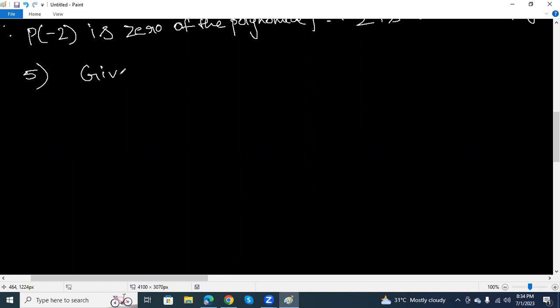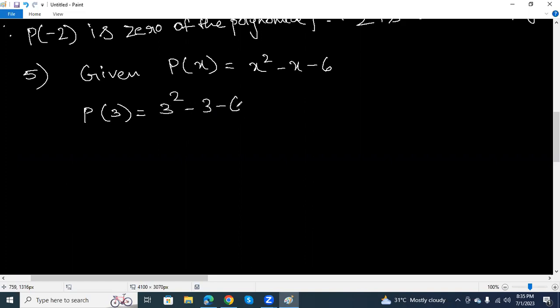Given P of x is equal to x square minus x minus 6. So 3 and minus 2 are the zeros of the polynomial, they said. Let's put 3 first. P of 3. 3 square minus 3 minus 6. 3 square is 9. 9 minus 3 minus 6, which is nothing but 9. Like signs can be added, same sign follows. 9 minus 9 is 0. Therefore, 3 is a zero of the polynomial.